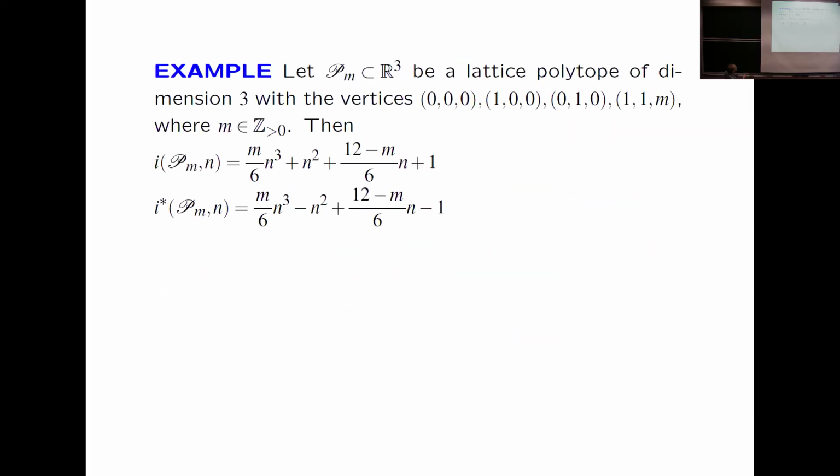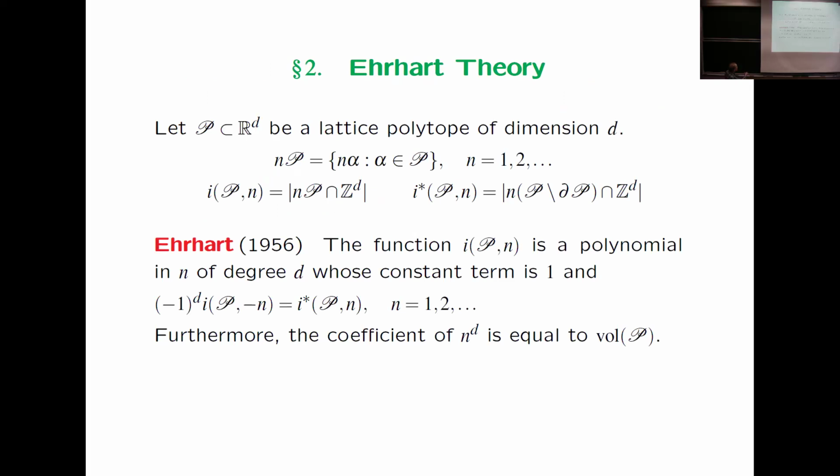For example, let P_m in R^3 be a lattice polytope of dimension 3 whose vertices are (0,0,0), (1,0,0), (0,1,0), (1,1,m). Then i(P_m, n), the number of lattice points contained in n times P_m, is something like this, and the number of points contained in n times the interior of P_m is something like this. So i(P, n) and i*(P, n) are related by this formula.